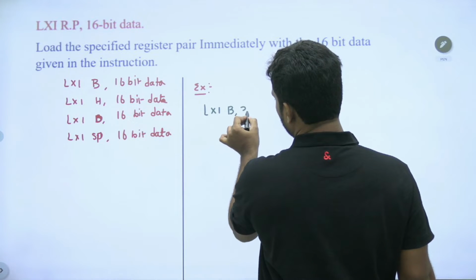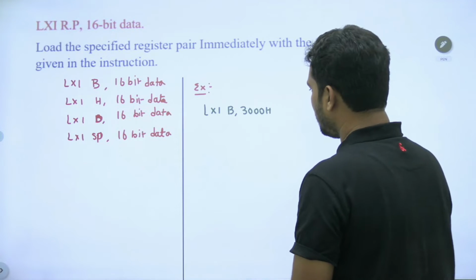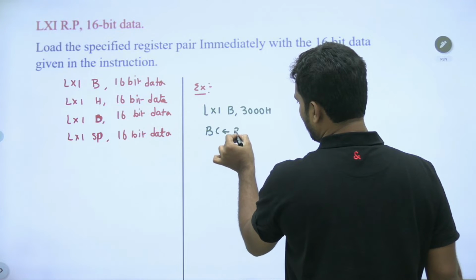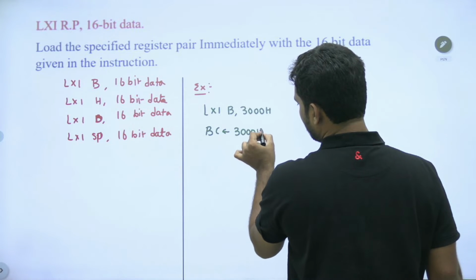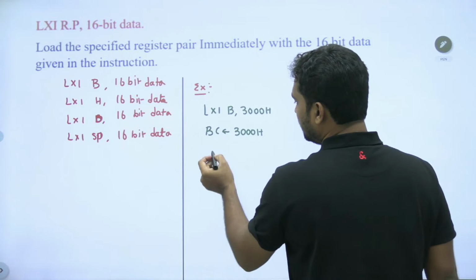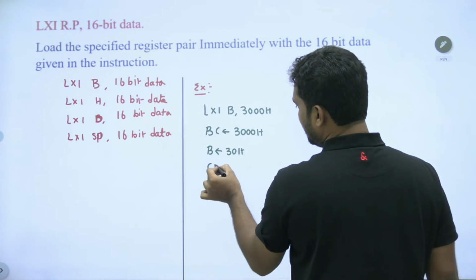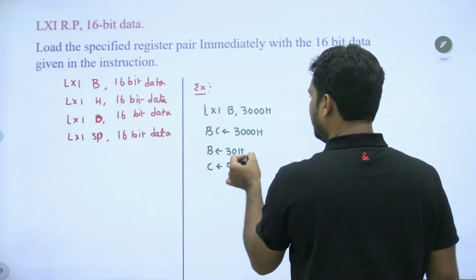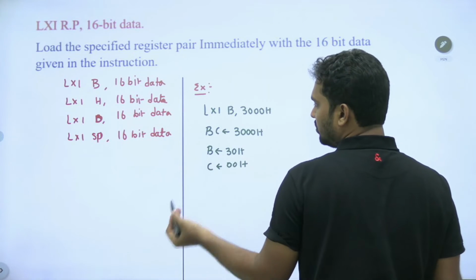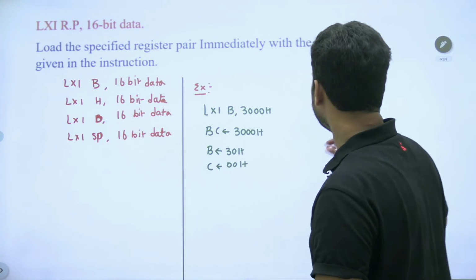LXI B comma 3000 is the instruction I am going to write. What happens in this case, sir? My BC register pair is loaded with 3000. Sorry, not a memory location, direct data. Here I stands for immediate data only. That is, B will get 30, C will get 00. If it is 3500 or 3242, 32 will come here, 42 will come here. No need to take all zeros; I have taken that random number.